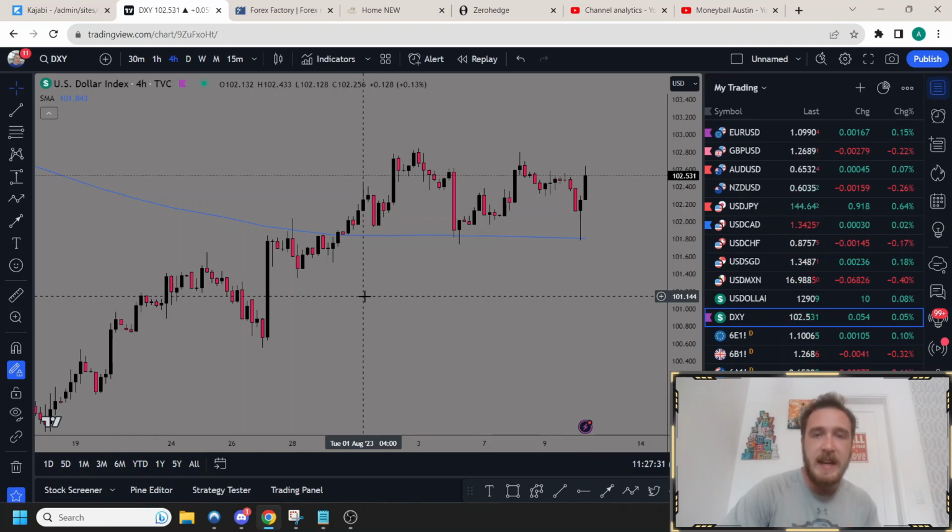How to identify and trade flip zones using the supply and demand methodology. We are going to go through many examples so that you can start implementing this into your own trading and start trading today.